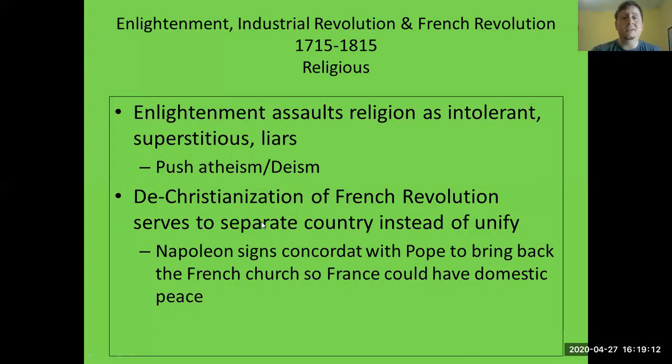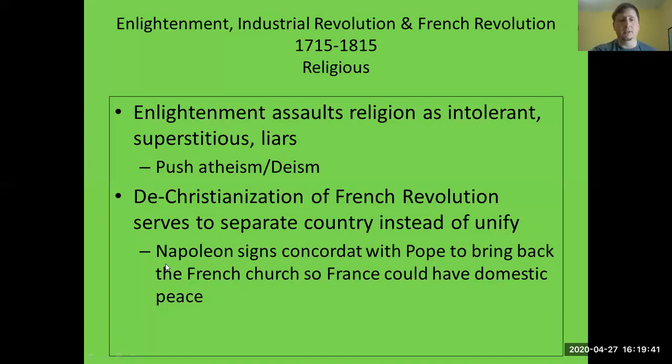And you can see this with the de-Christianization that occurs during the French Revolution. De-Christianization, remember, causes this huge separation within the revolution between the people who are leading it in Paris and the people in the rest of the country. And this is a good illustration of the idea that there's a very small segment of the population that pushes this Enlightenment idea of intolerant superstition.